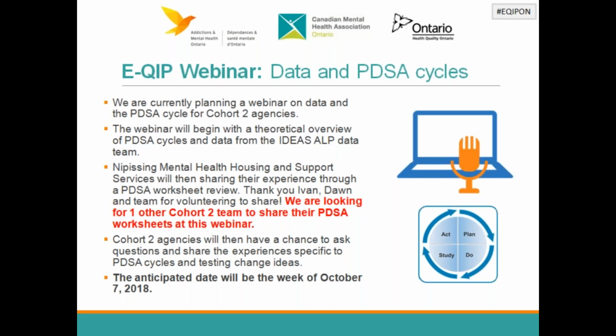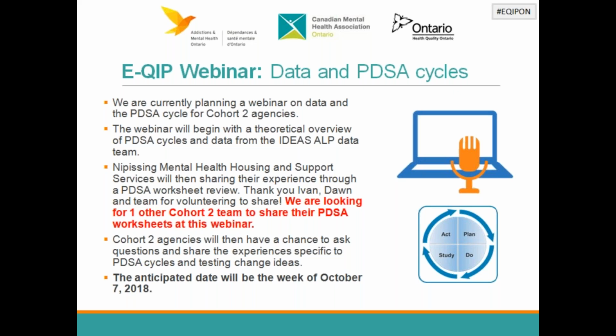So we have had one team volunteer to share an example of a PDSA cycle that they've been working on from Nipissing. They presented this morning. We are looking for one additional team to share their experience with PDSA cycles and share a PDSA worksheet if it's mostly completed. I know a lot of you are often scared to share your experiences, but I think they're so rich based on what we've heard this afternoon. So if any of you are willing to share, that would be really great.